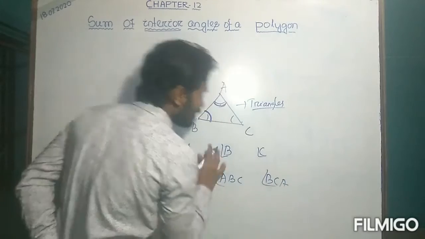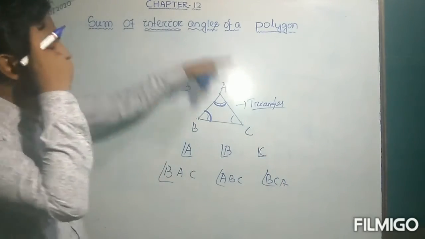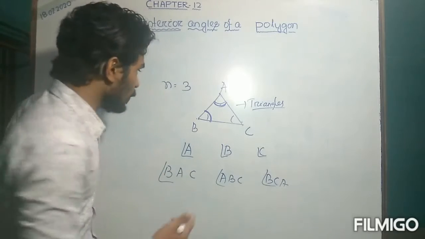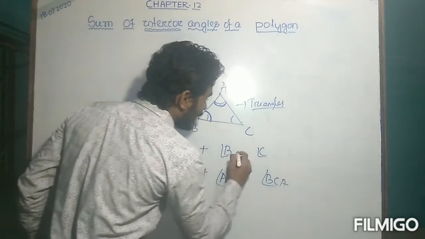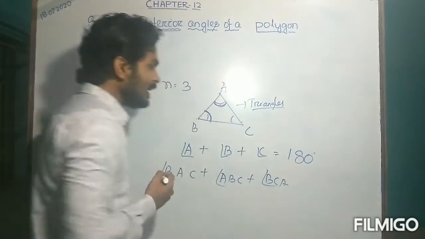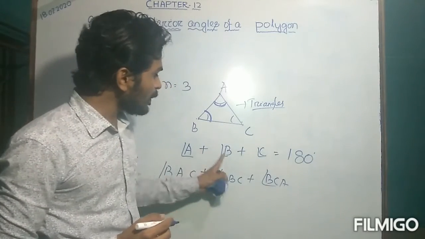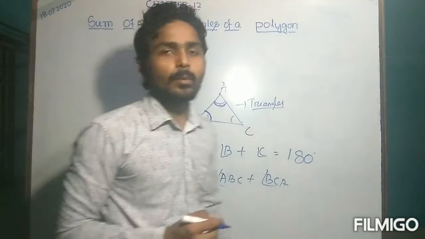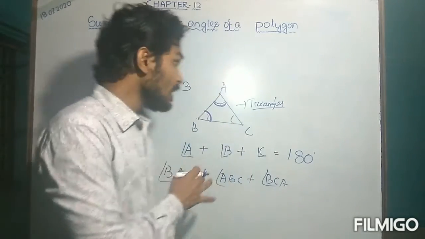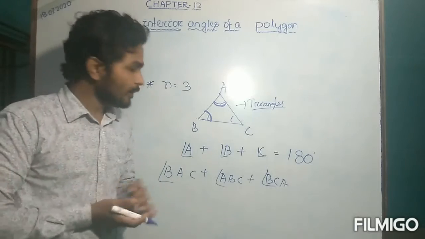So a triangle has 3 angles. Now we will find the sum of these 3 angles. Already we know the sum of the 3 angles of a triangle is equal to 180 degrees. We have already an idea about this. So the sum of all the 3 angles of a triangle is 180 degrees. Clear? So this is for the case n is equal to 3.